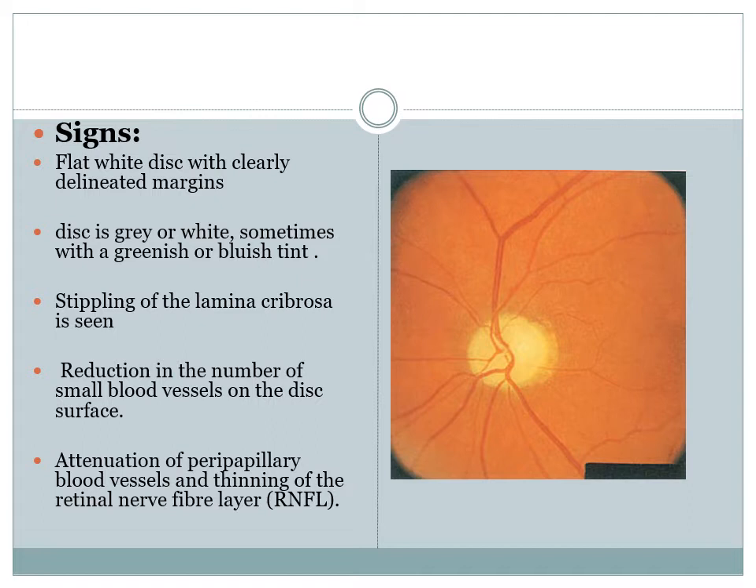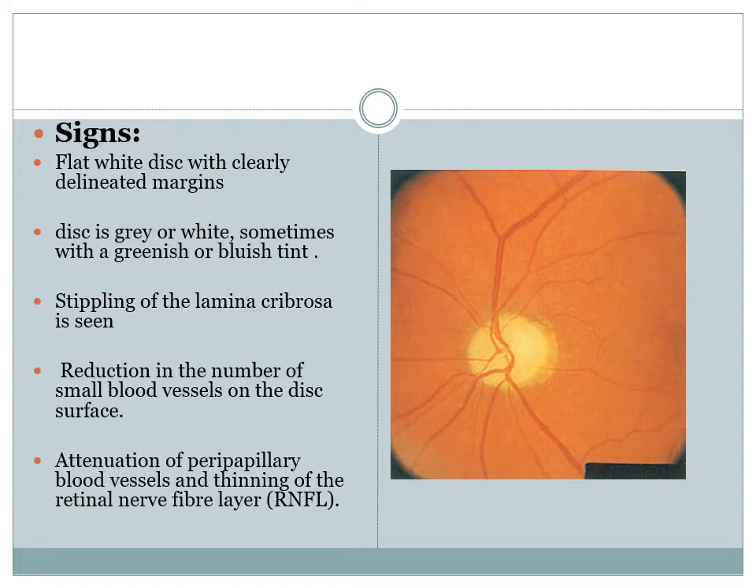with clear margins. The disc is grey or white, sometimes with a greenish or bluish tint. There is stippling of the lamina cribrosa, as the cup is not obscured by any reactionary insult or gliosis. So this cup will show stippling of the lamina cribrosa in the center.